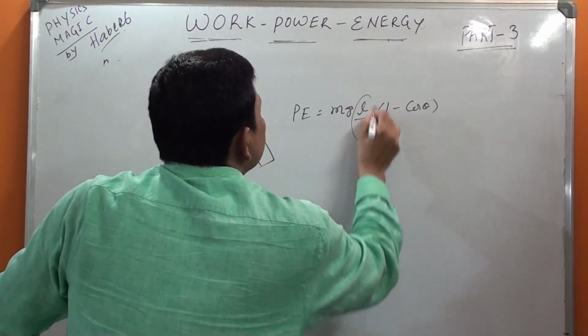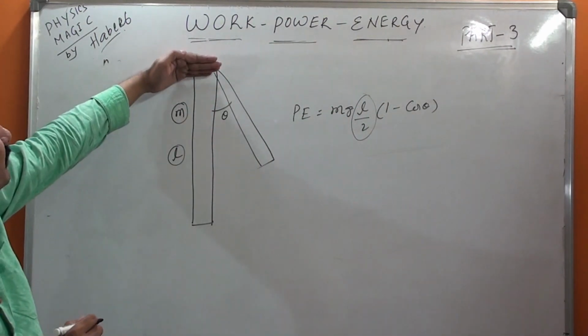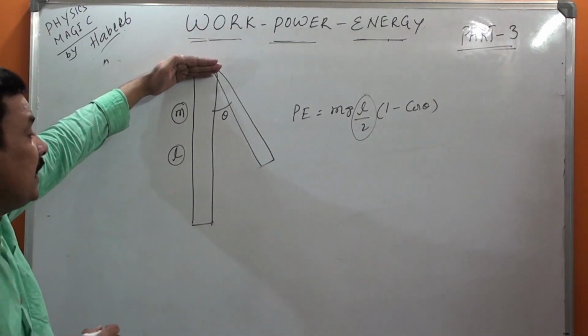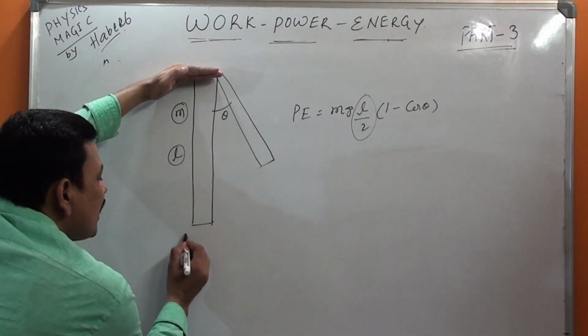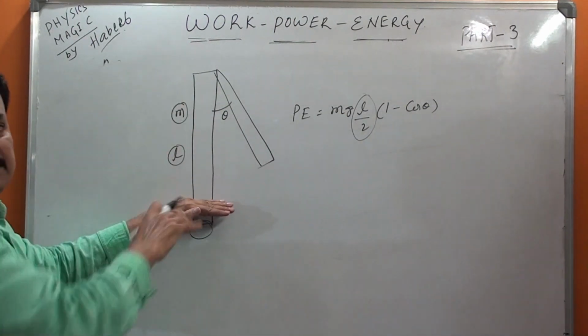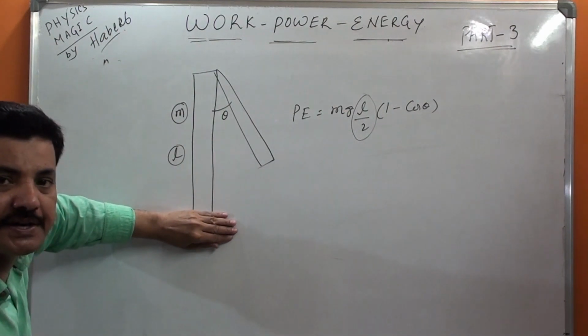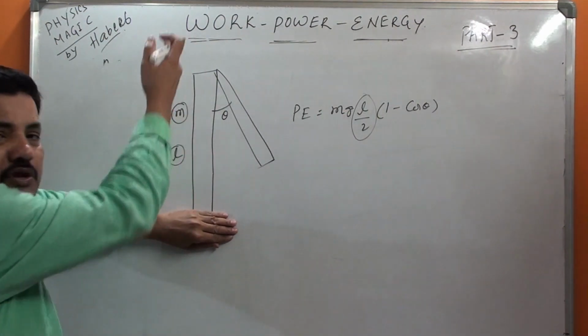The reason for L by 2 is that the mass is spread uniformly from the bottom to top. Earlier, mass was concentrated only at the bottom. The whole thing is a string, and a string has no mass. So the total mass of the bob is concentrated here. So that's why you took the total length.